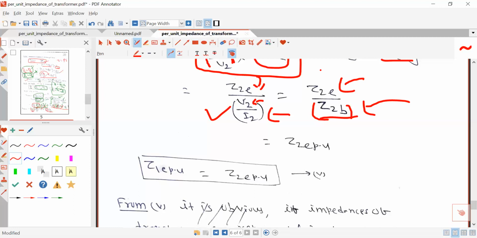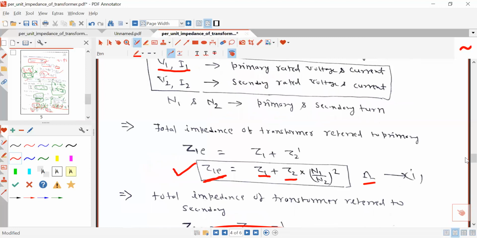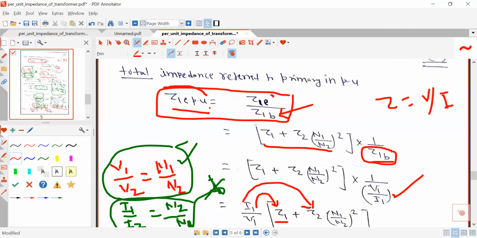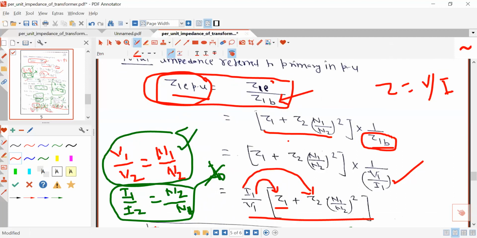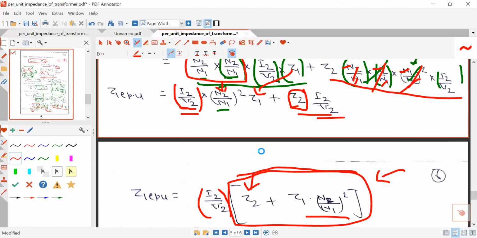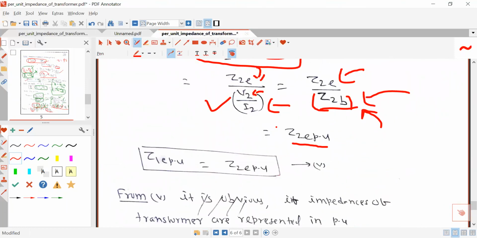And when any physical quantity is divided by its base value, what will you get? You will get the per unit value. So this is the per unit value referred to the secondary side. I started this calculation from Z1 per unit, and after solving the expression, I got this equal to Z2E per unit. So you can say Z1 per unit is equal to Z2 per unit.